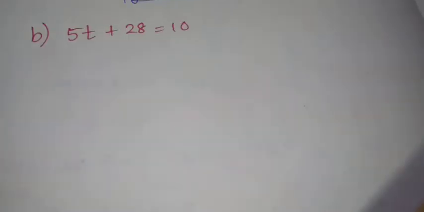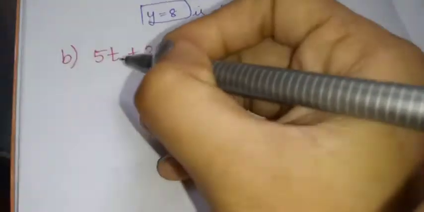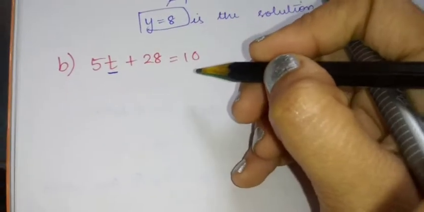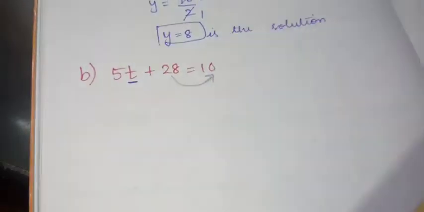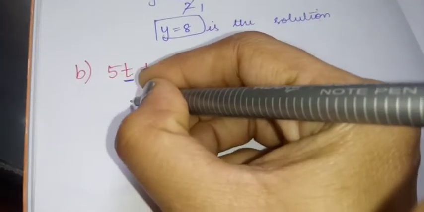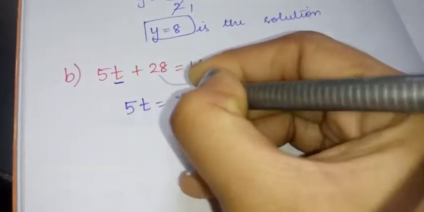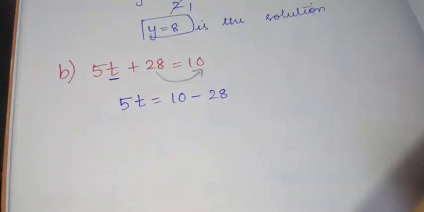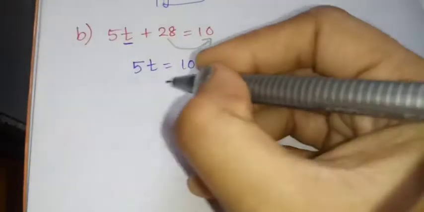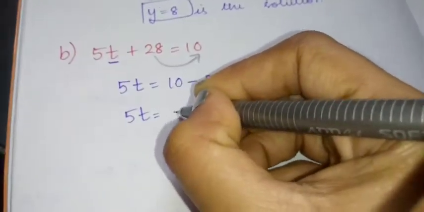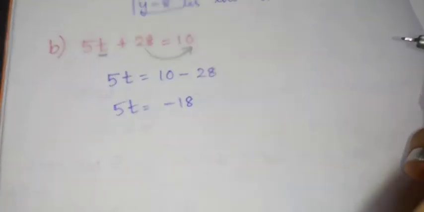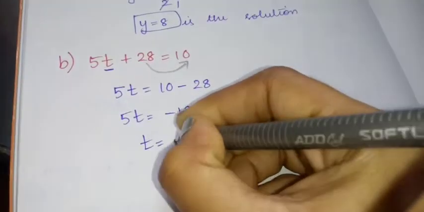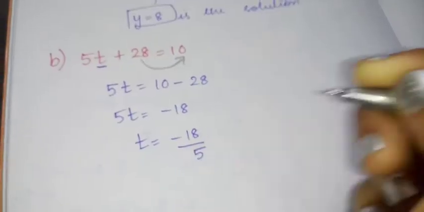Okay, this is your B problem. In this, what do we want to find? We should find the value of t. So first, what should you shift? You should shift this plus 28 to the other side, because it is the transposing method. 5t is equal to 10 minus 28. Plus 28 goes, that's it, it becomes minus 28. 5t is equal to minus 18. 10 minus 28 is minus 18.